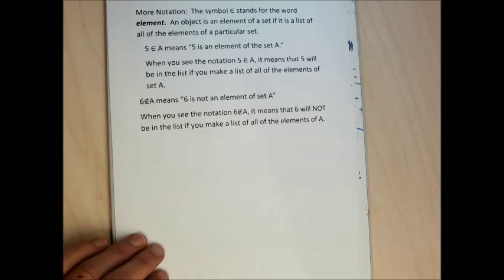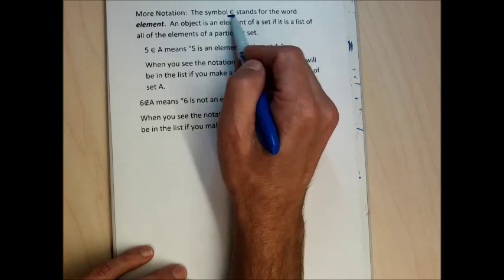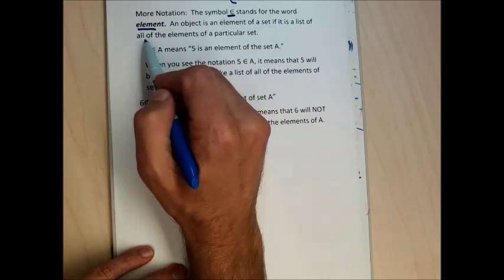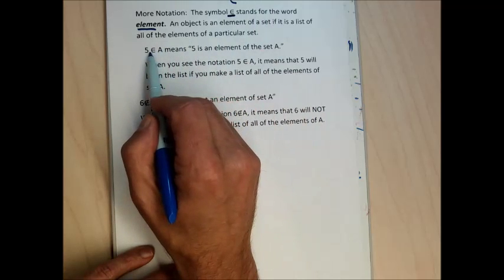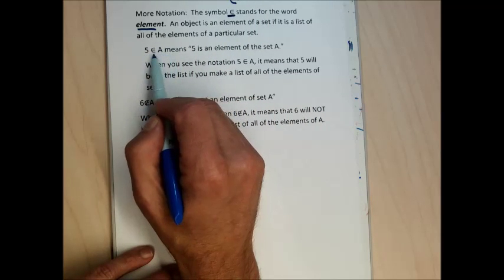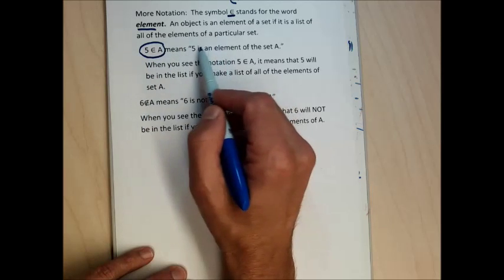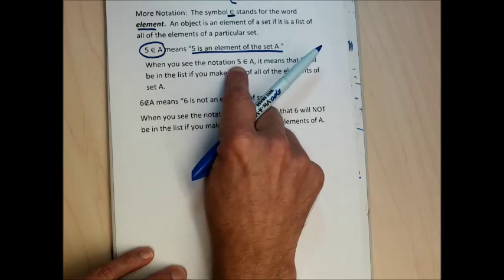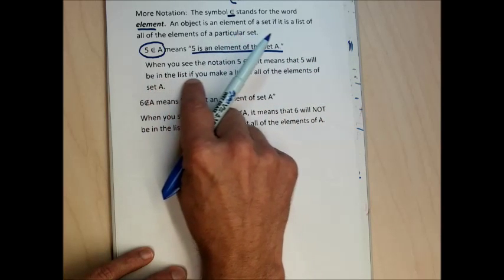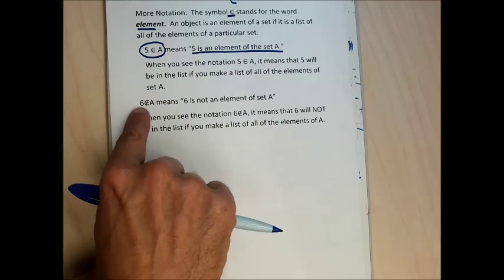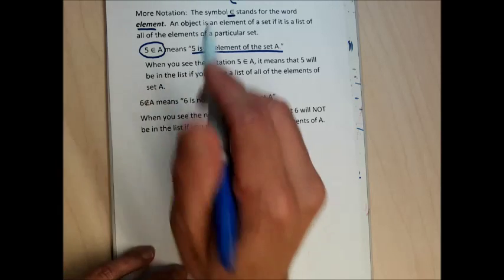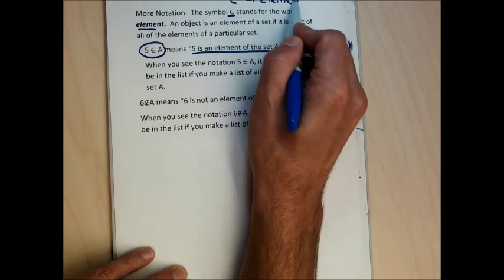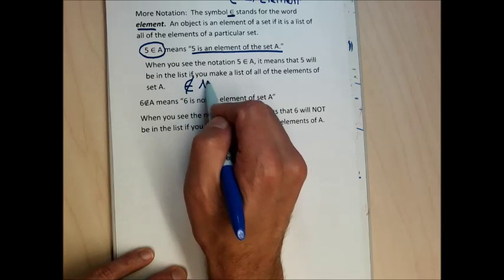There's another bit of notation that comes up for the word element. This symbol right here stands for the word element. And we say an object is an element of a set if it's in a list of the elements of a particular set. So I would read this: 5 is an element of the set A. When you see the notation 5 is an element of the set A, it means that 5 will be in the list if you make a list of all the elements of A. This 6 is not an element of A, this symbol, so this is an element, which means it's in the list of elements of that set, and then this is not an element.